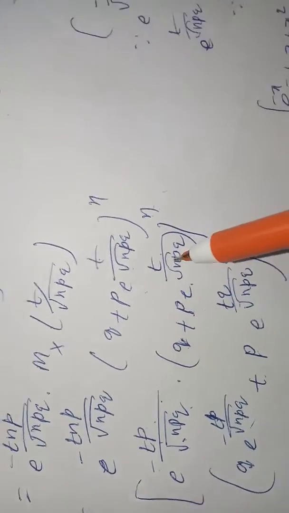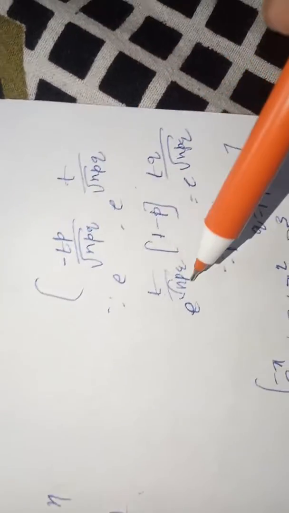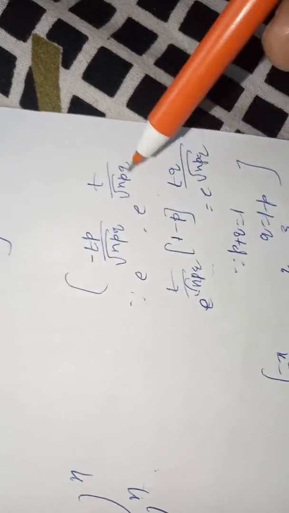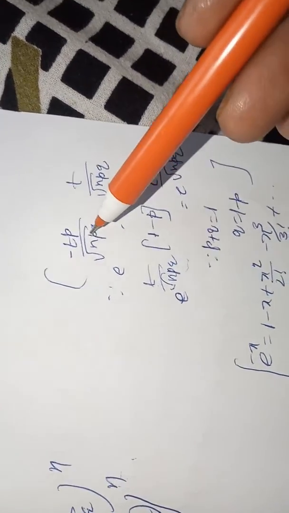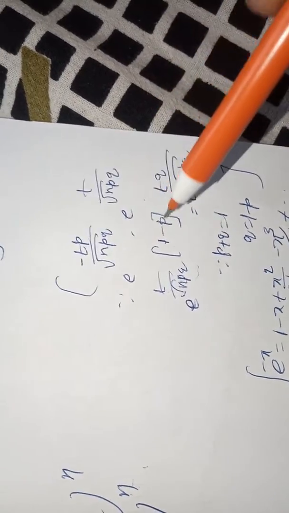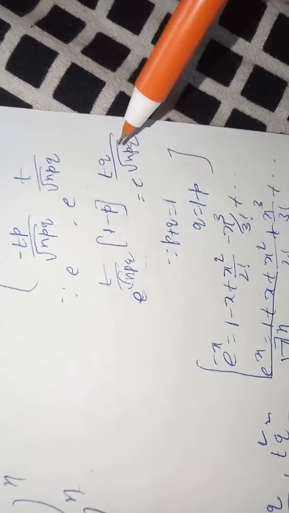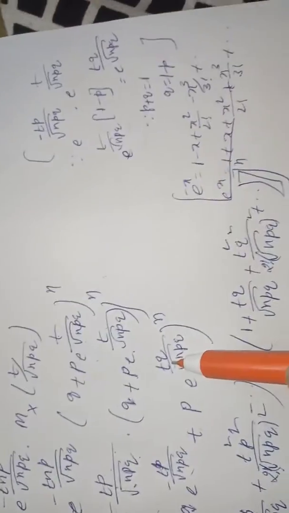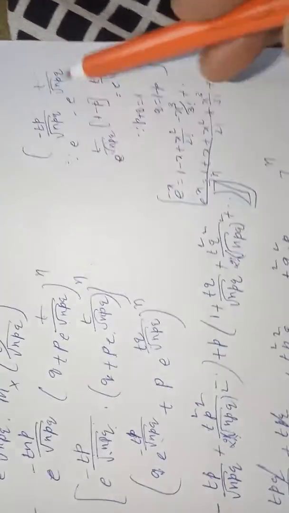First term and the second term, e^(t/root npq). Now take common e^(t/root npq). If you take it common, entire term, you get here 1, and the extra term available is p, so minus p. Already you know that p plus q equals 1, q equals 1 minus p, so in the place of 1 minus p you can write q. So finally you get tq. After simplification of both the terms, a^m into a^n is a^(m+n).